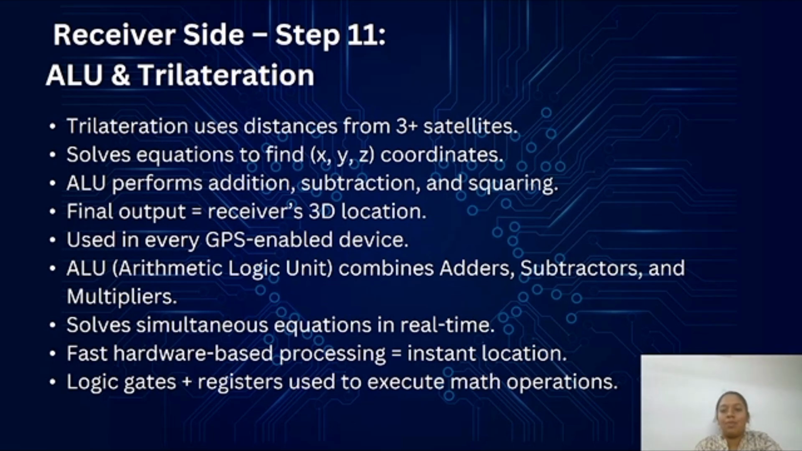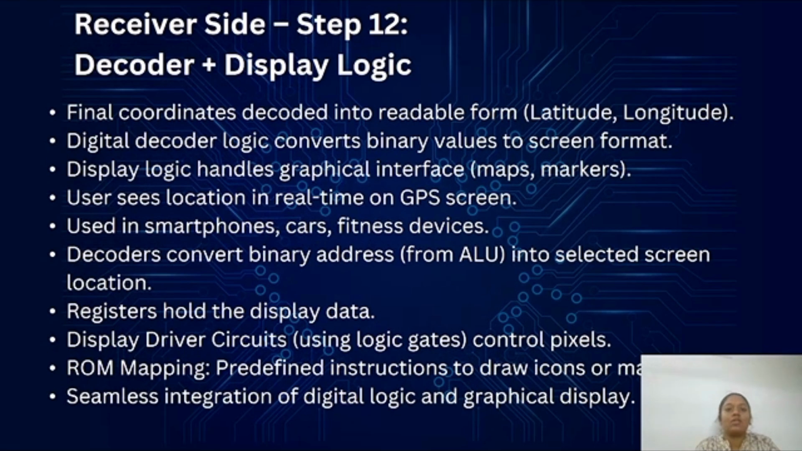So now the next and last step from the GPS receiver side is step 12, the decoder and finally display logic. Once the ALU gives us the final position of the receiver in latitude and longitude, the next task is to deliver this information to the user and display it on the screen. This task is handled by the decoder and display logic.